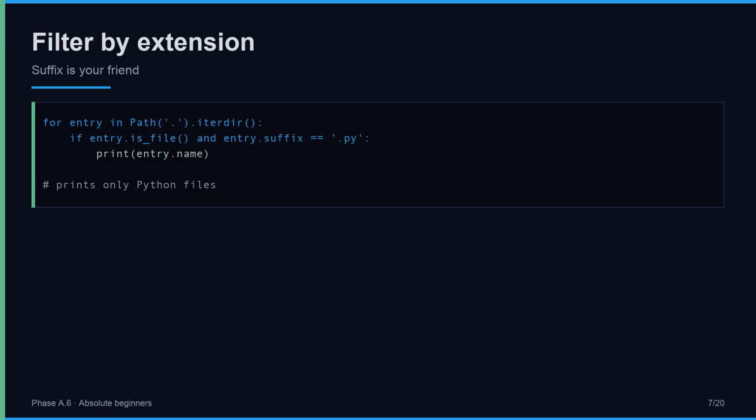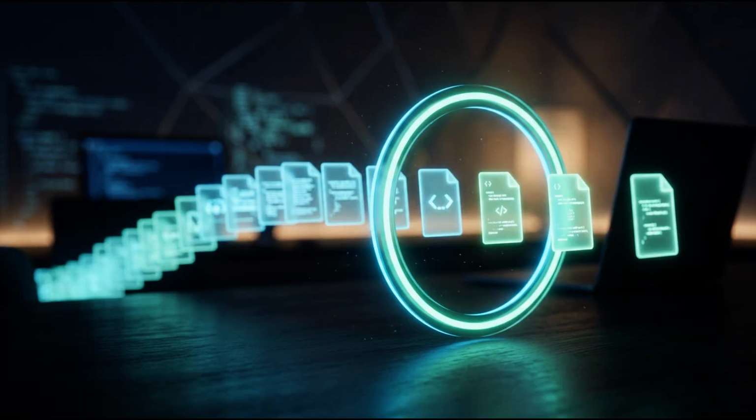A very common task, list only files of a certain type. Use the suffix property. For a file named contacts.csv, suffix is .csv. For main.py, suffix is .py. Combine that with is_file and you have a filter, every Python file in this folder. Notice the suffix includes the dot, it is .py, not just py. Comparing against the full extension with the dot is the safest habit, because it avoids accidental matches. Pick by extension.